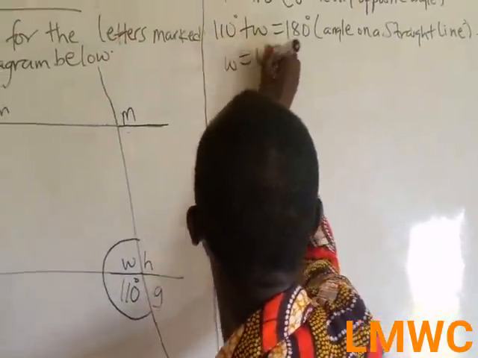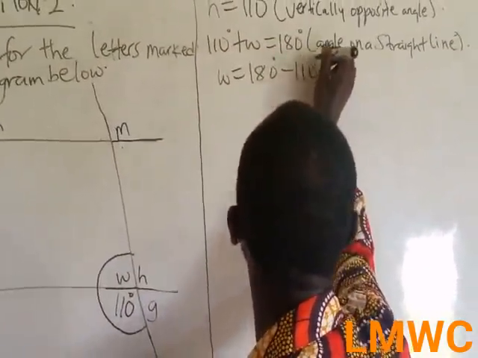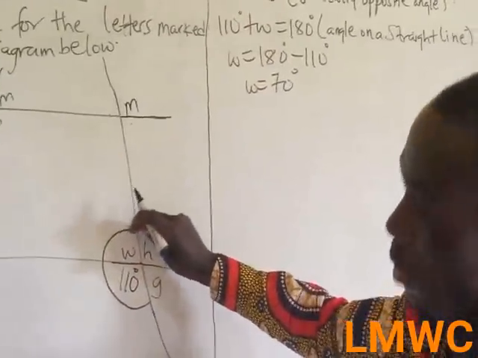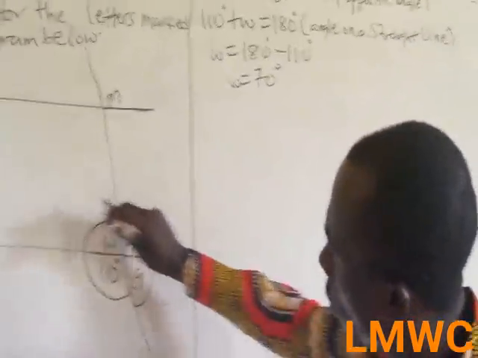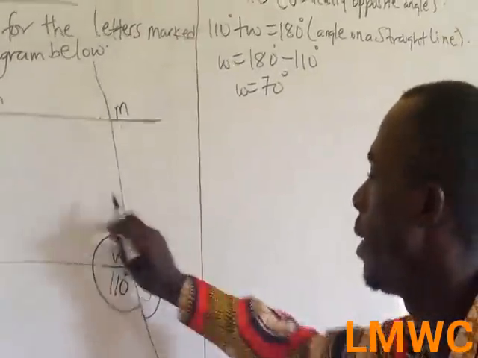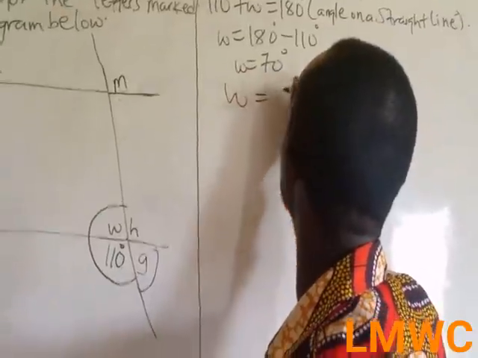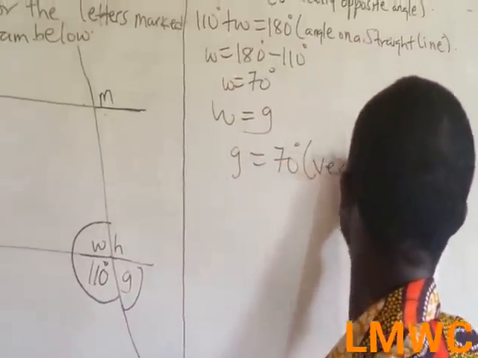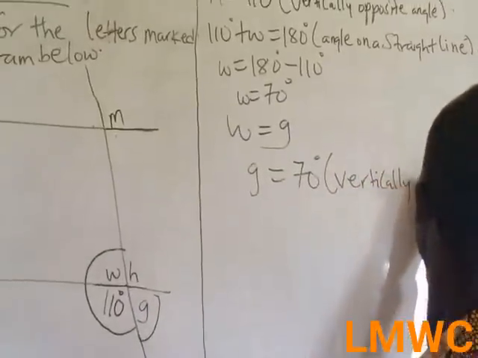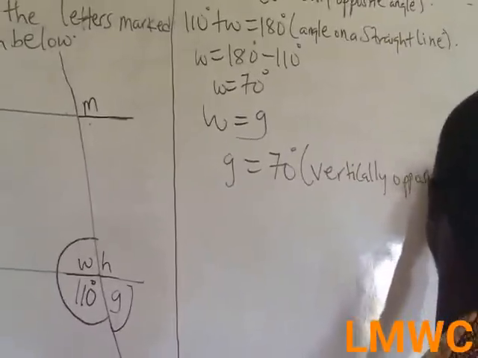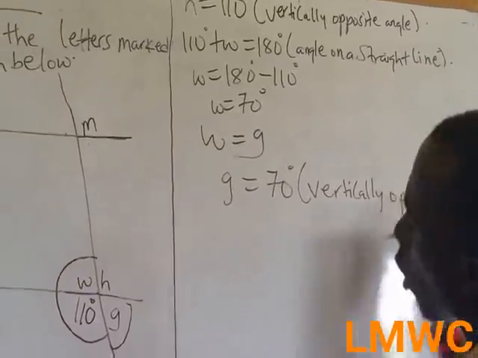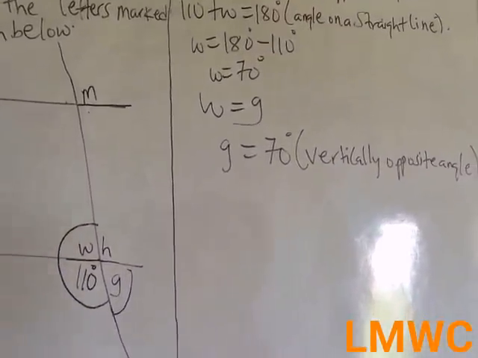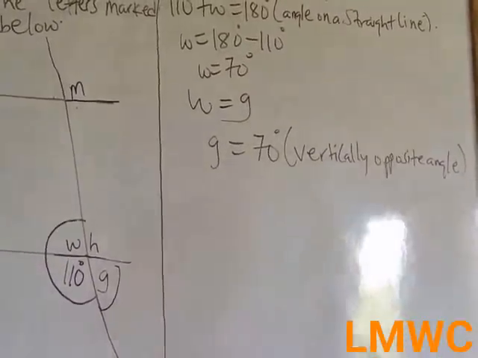So W is equal to 180 minus 110. W is 70 degrees. Once we know this to be 70 degrees, W is vertically opposite to J because they are opposite, they are facing each other. W equals J. So J is equal to 70 degrees, vertically opposite angle. Always don't forget to bring your degree sign because you are doing angles. In angles, we don't omit our degree sign.